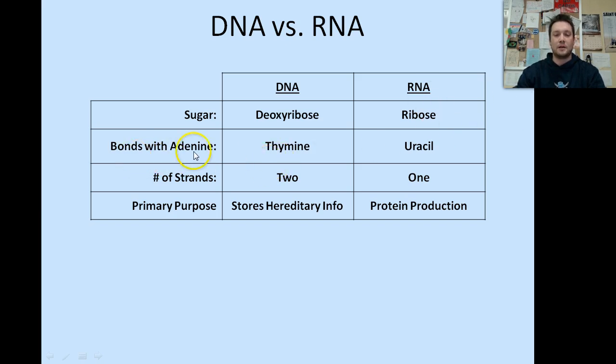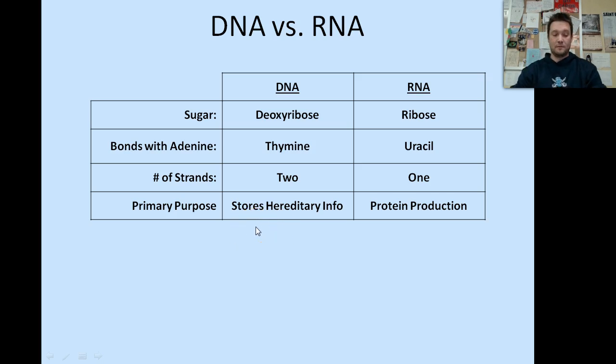All right, what bonds with adenine in each? In DNA, it's thymine, and in RNA, it's uracil. DNA is double-stranded. We talk about it being like a ladder. Ladders have two sides. If not, then it's probably not a very good ladder. And RNA only has one side. It's a single strand.